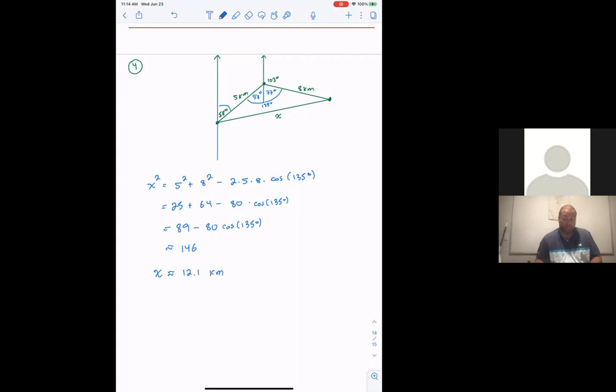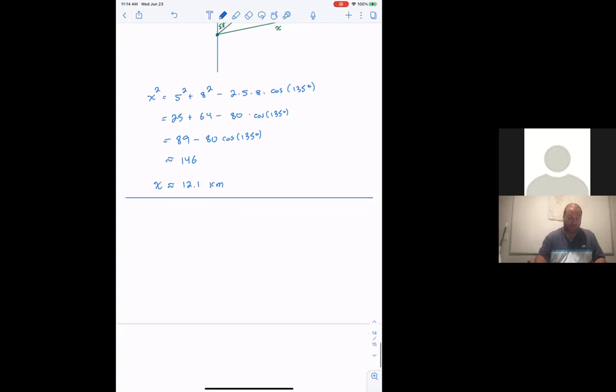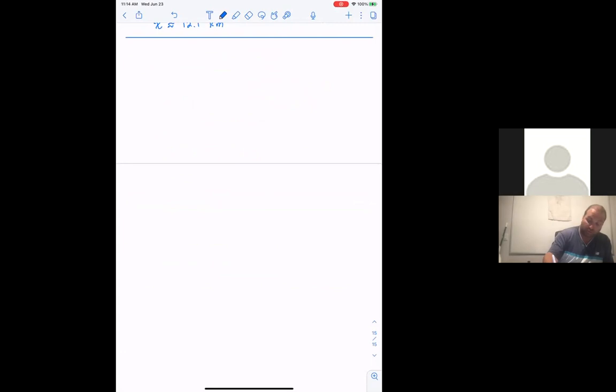Does that seem reasonable? Well, I went 5 and 8, which is 13. Had I gone in a straight line 13, then it would take me 13 to come back. I went off on a detour, so it's actually going to be less than 13. 12.1 is certainly less than 13, and is very reasonable, so I don't question it. And I have the answer to that question. 2 more to go. Question 5.